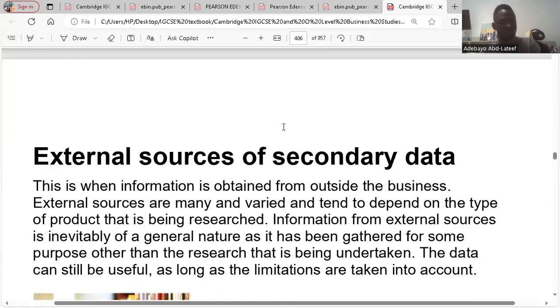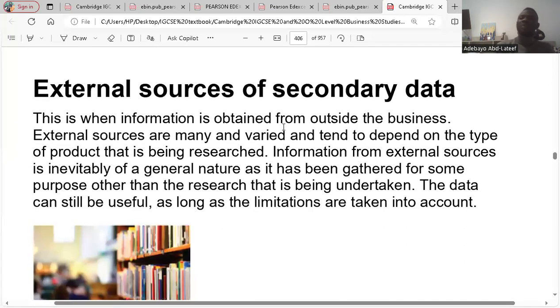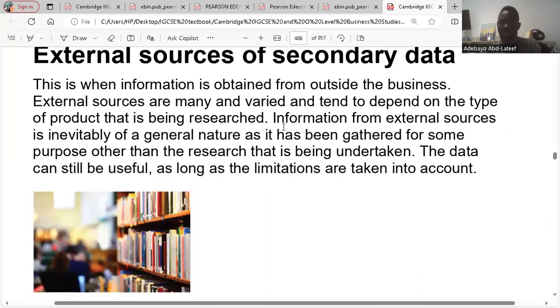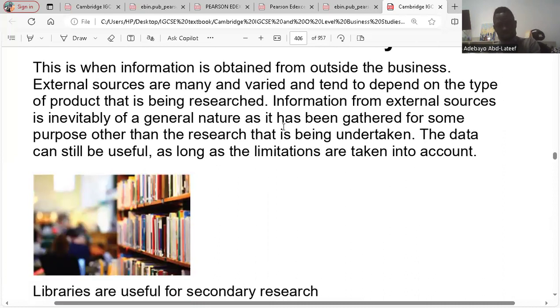These are much more. This is when information is obtained from outside the business. External sources are many and varied and tend to depend on the type of product that is being researched. Information from external sources is inevitably of a general nature, as it has been gathered for some purpose other than the research that is being undertaken. The data can still be useful as long as the limitations are taken into account.